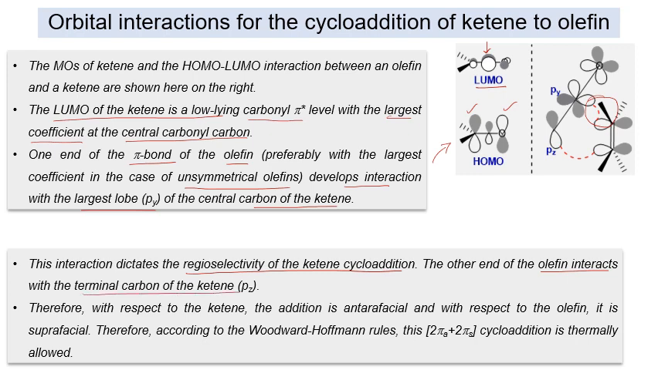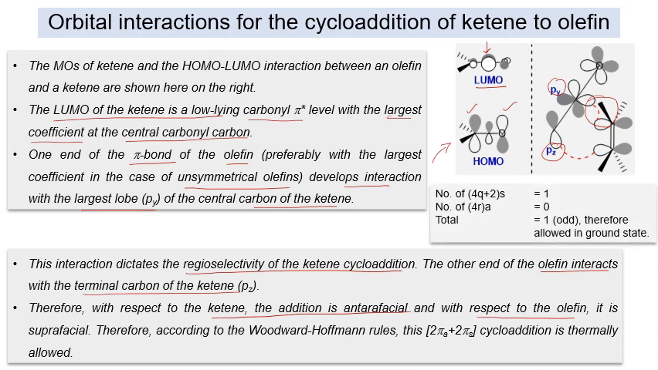Now in this particular case, this is the py orbital, whereas in this case, this is the pz orbital. These two are orthogonal to each other. Therefore, with respect to the ketene, the addition is antarafacial, and with respect to the olefin, it is suprafacial. So according to the Woodward-Hoffmann rules, this is a 2 pi antara and 2 pi supra cycloaddition and is thermally allowed.